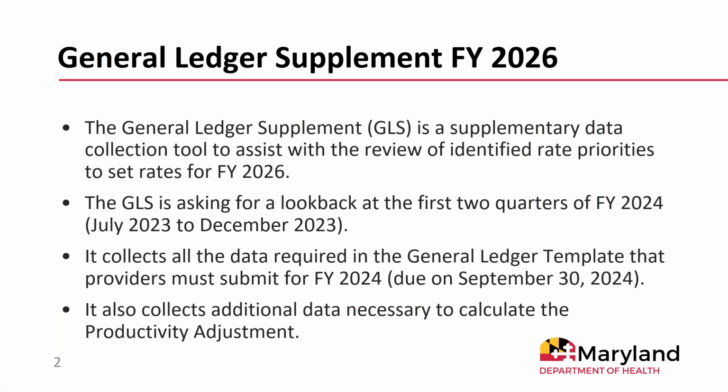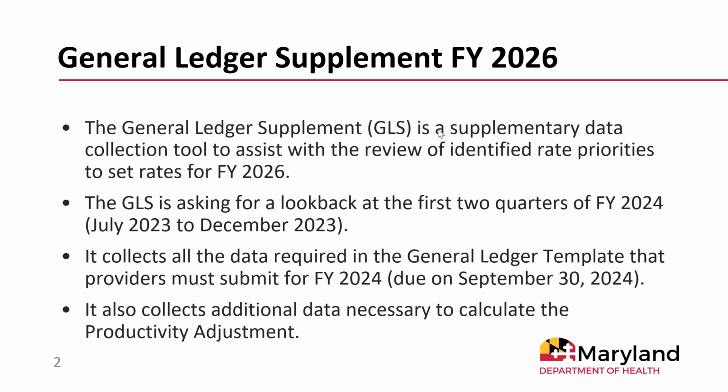Hello, my name's Caleb. I'm a Senior Manager at Optimus, and we are assisting Maryland DDA with the rate review this cycle. I'm going to be talking about the General Ledger Supplement for the fiscal year 2026. This supplement is a data collection tool designed to assist us with the review of identified rate priorities to set rates for fiscal year 2026. So that would be July 2025 through June 2026.